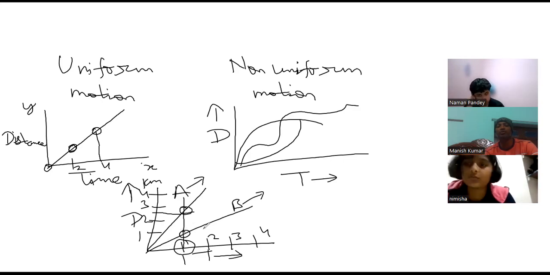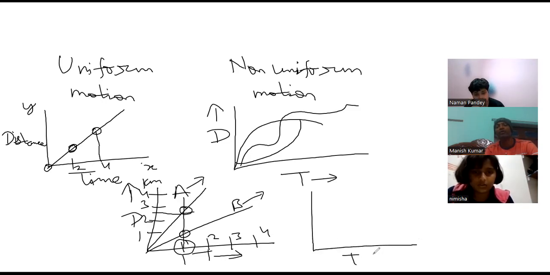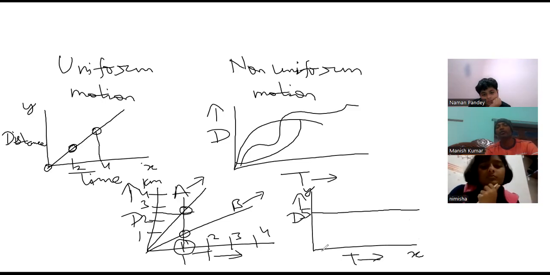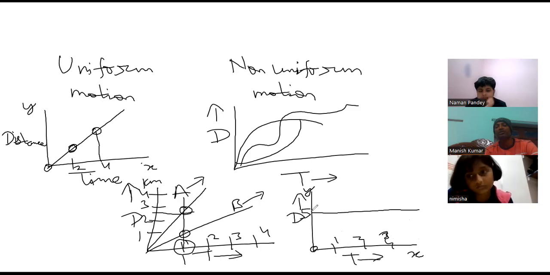So stationary motion also. How will the graph be, Naman? I don't know, sir. See, this is x, this is y. Now suppose this distance is 5 kilometers and the time is changing 0, 1, 2, 3. Whatever time there is, the distance traveled is the same, that is 5 kilometers. It is just static, so it is called stationary because the distance is not changing.